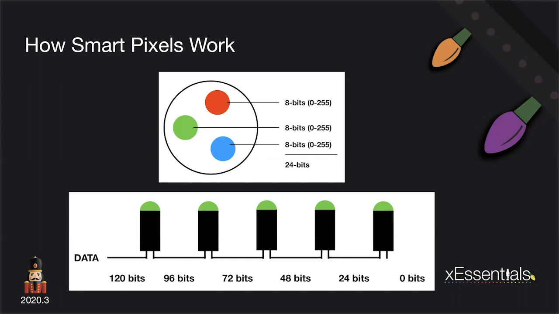So if you send data into a string of 5 pixels, you'd send 120 bits. The first pixel would pull off 24 bits, light up, and send the remaining bits down to the next pixel, till you get all the way down the chain and there's no more bits left and all the lights are on. Now, how do you know to only send 120 bits? Well, you configure the controller and the controller figures that out, and you don't have to worry about it that much. So not a big deal.